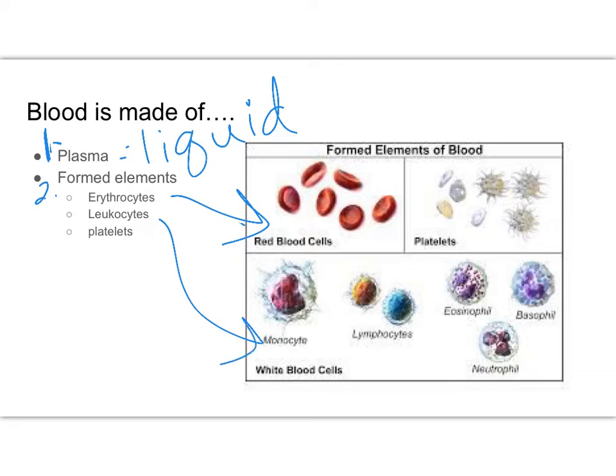And we're going to talk about each one of these specifically. We're going to talk about the erythrocytes, the different types of leukocytes, as well as the platelets individually. This is just to get you to realize that blood has two basic components: liquids, which is plasma, and solids, which are the formed elements. These erythrocytes, leukocytes, and platelets.